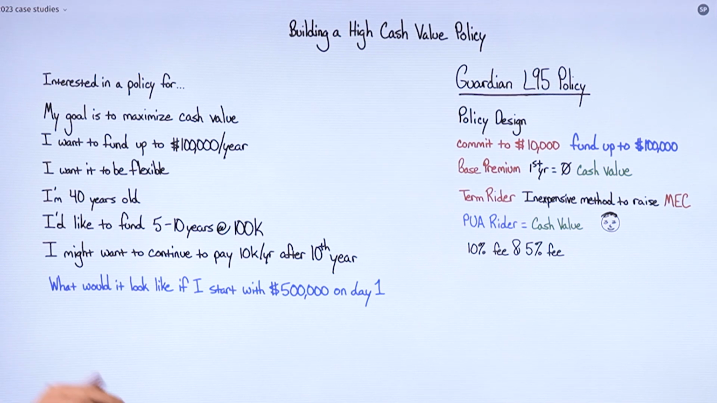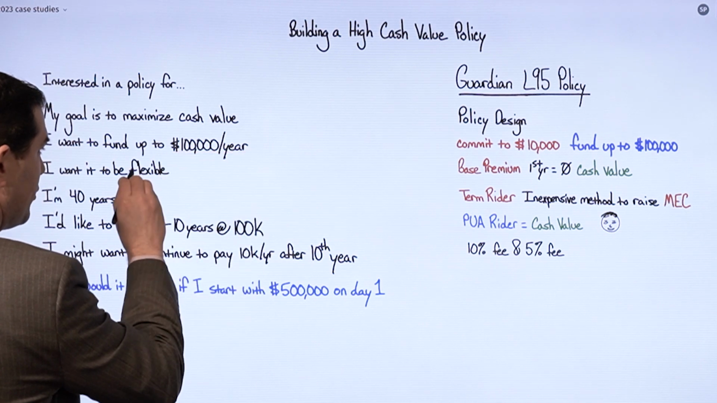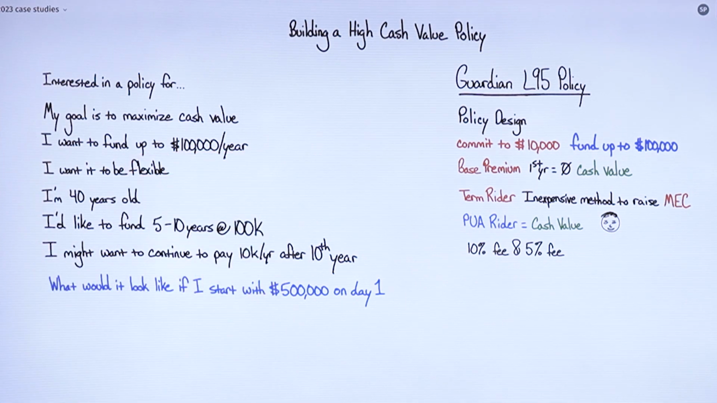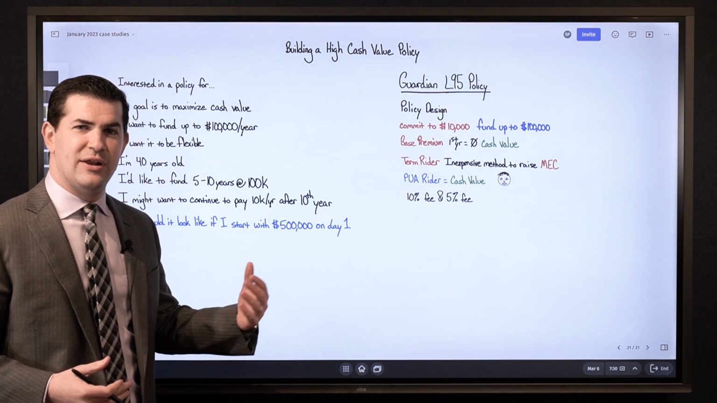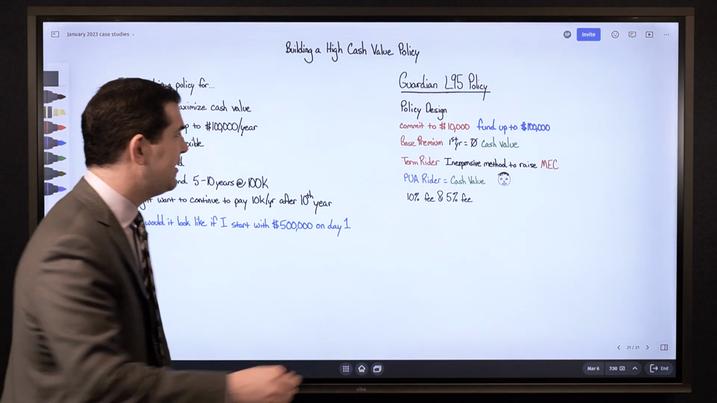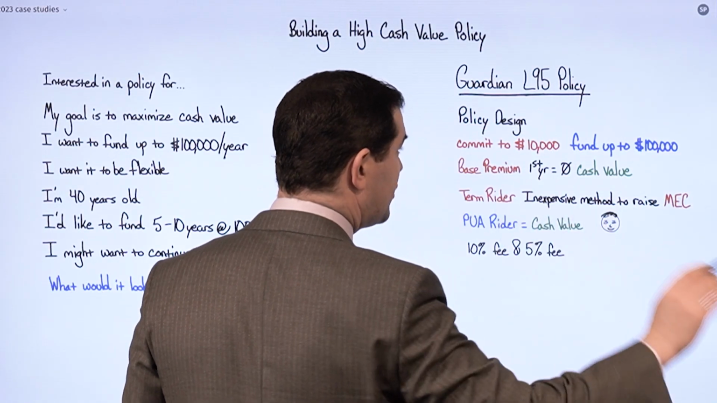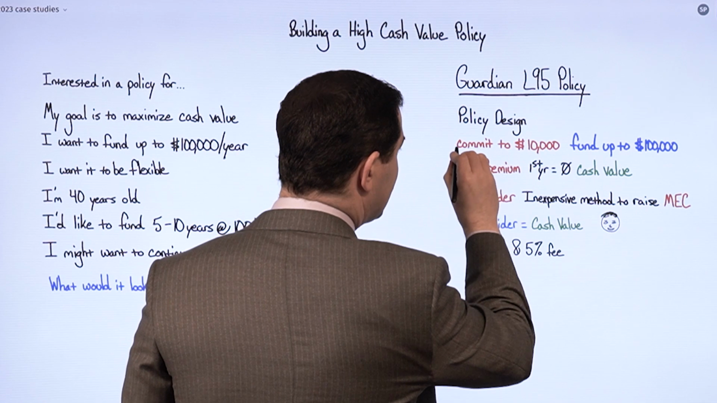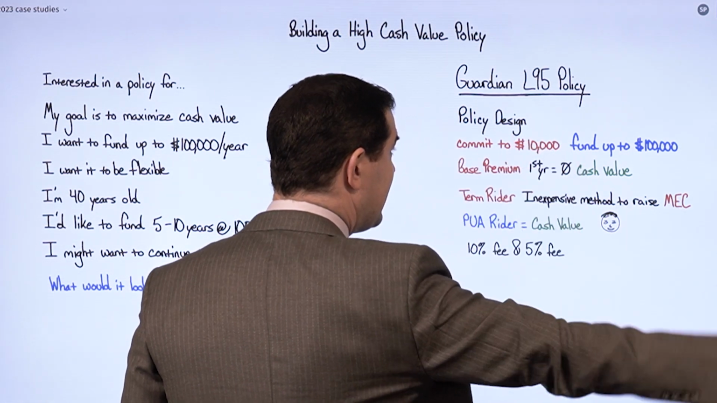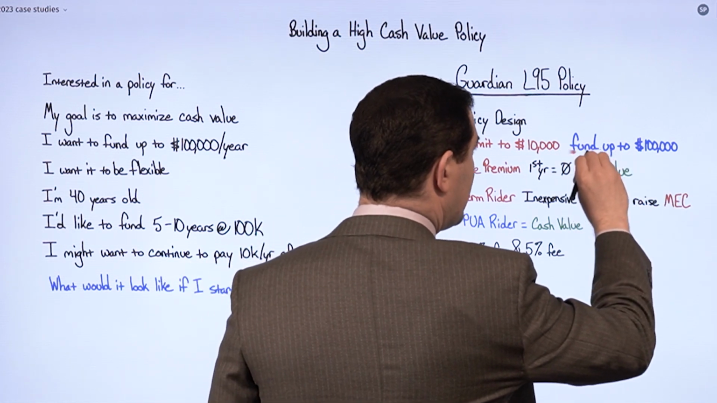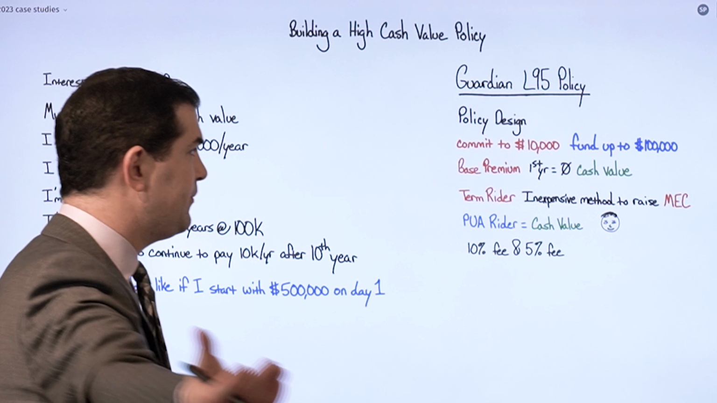With respect to the funding, I want to be able to fund up to $100,000 per year, but I want it flexible. So based on the rules of the game, meaning when we look at this particular Guardian product, if I want it flexible, when we design the policy, we'll set it up in a manner where you're committed to the minimum, which will be approximately $10,000, and then at your discretion, you can fund up to $100,000 per year.